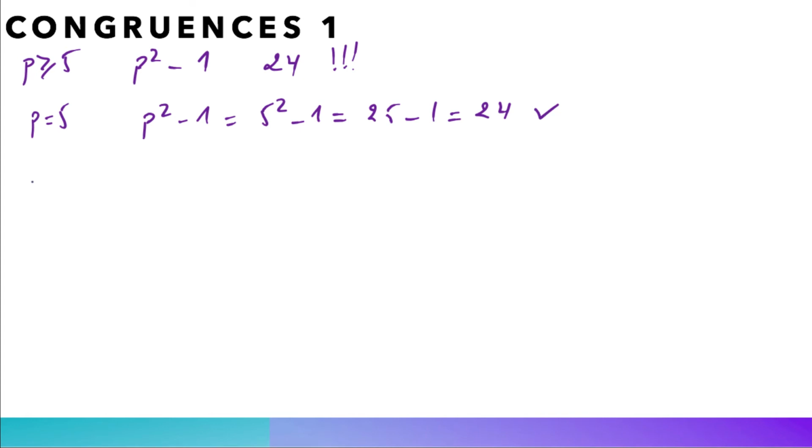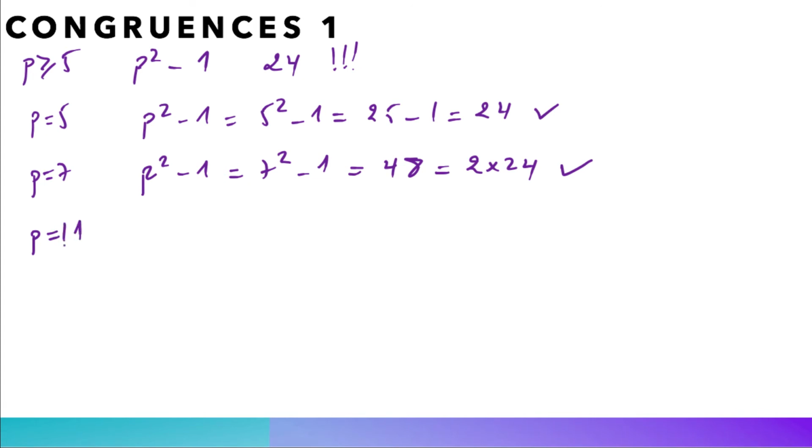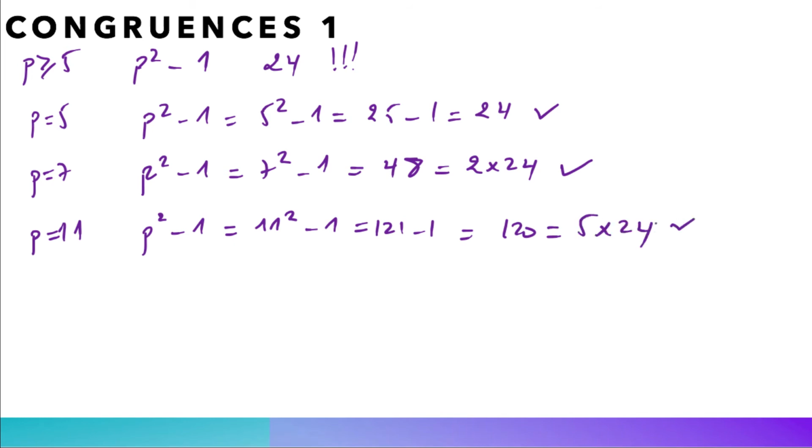Now the next prime number is p equal to 7, and we have here p squared minus 1 is equal to 7 squared minus 1, and this is 48. 48 is equal to 2 times 24, and it is a multiple of 24. Now when p is equal to 11, which is the prime after 7, we have p squared minus 1 is equal to 11 squared minus 1, which is 121 minus 1. This is 120, and 120 is 5 times 24, and is also a multiple of 24.